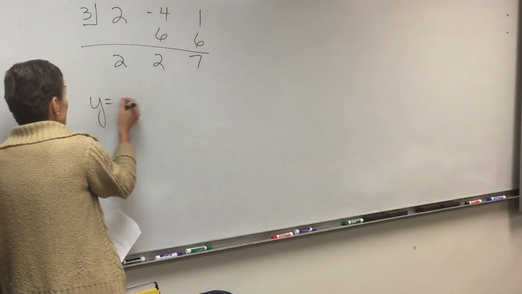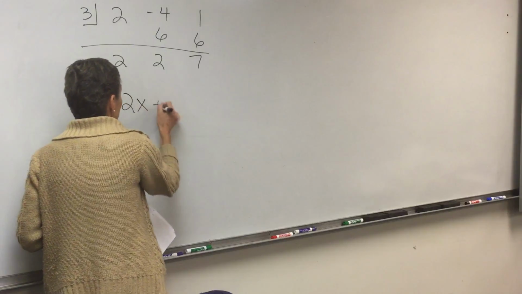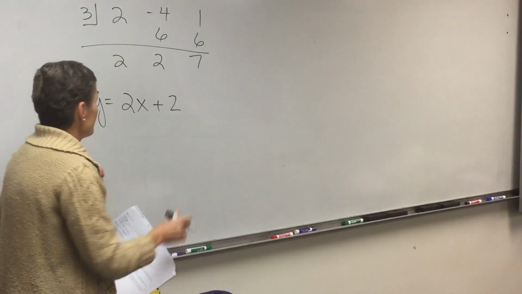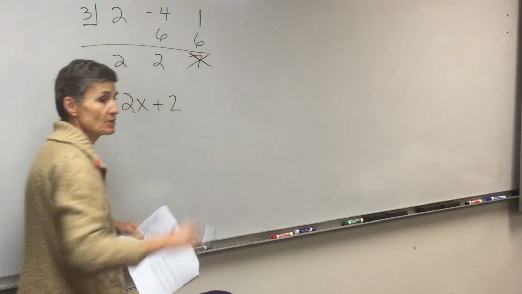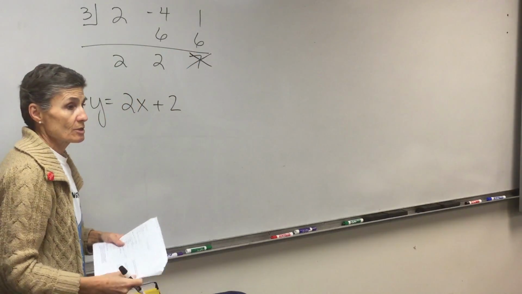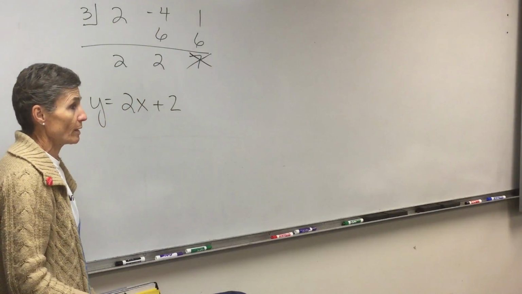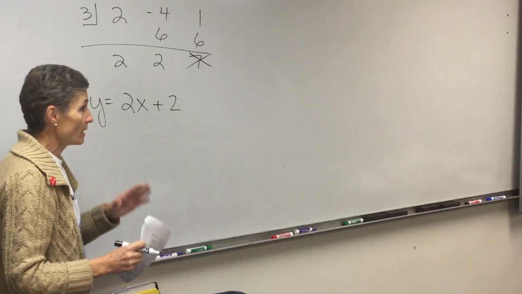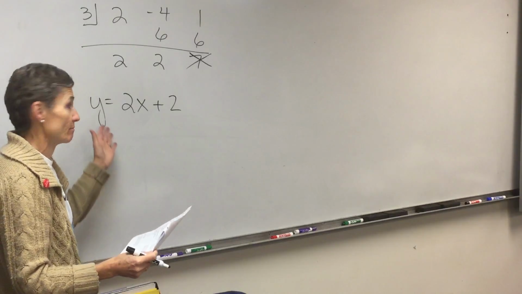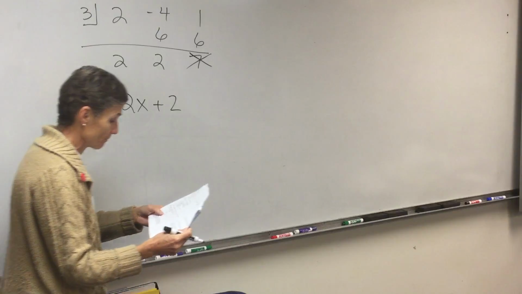Y equals 2x plus 2. This is the remainder and has nothing to do with the slant asymptote. So the slant asymptote is y equals 2x plus 2. All right? And that's it. That's all you had to do. There it is. That's the end behavior asymptote.